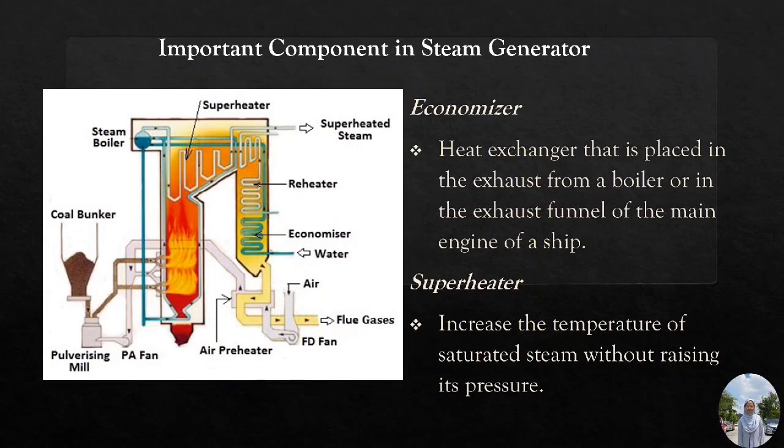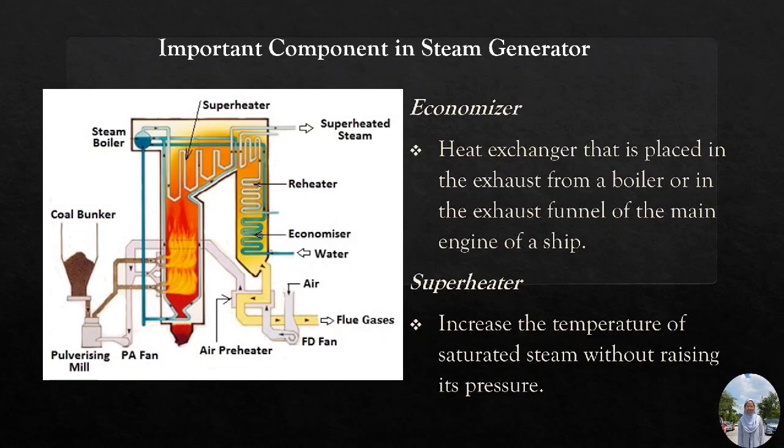Other than that, there's also the economizer. Historically, economizers have only been used in large-scale power plants, which is also the case in this power plant. However, the demand for more efficient boilers within industry and marine means that economizers are now far more commonplace. An economizer is a heat exchanger that is placed in the exhaust from the boiler, or in the exhaust funnel of the main engine if it is on a ship. The pump requirements differ greatly depending on the way the economizer is installed.